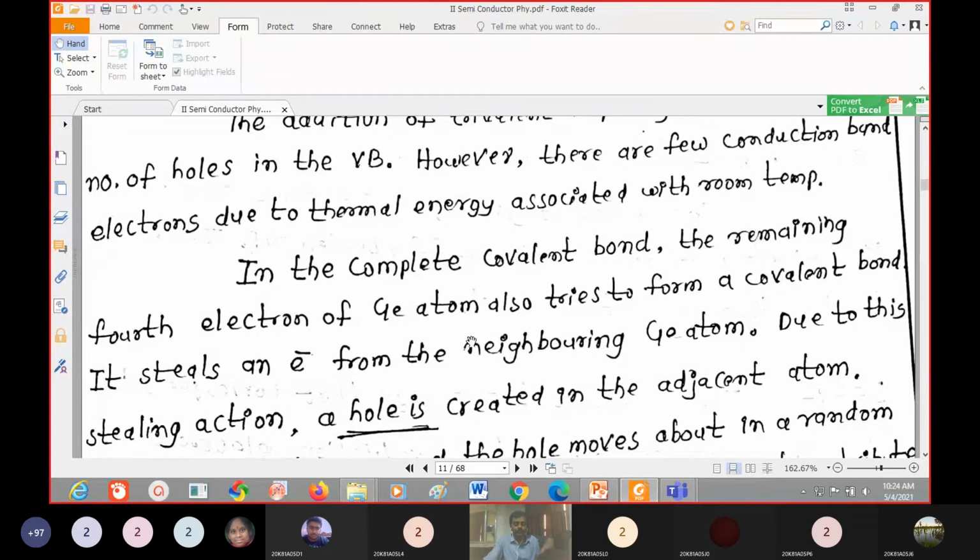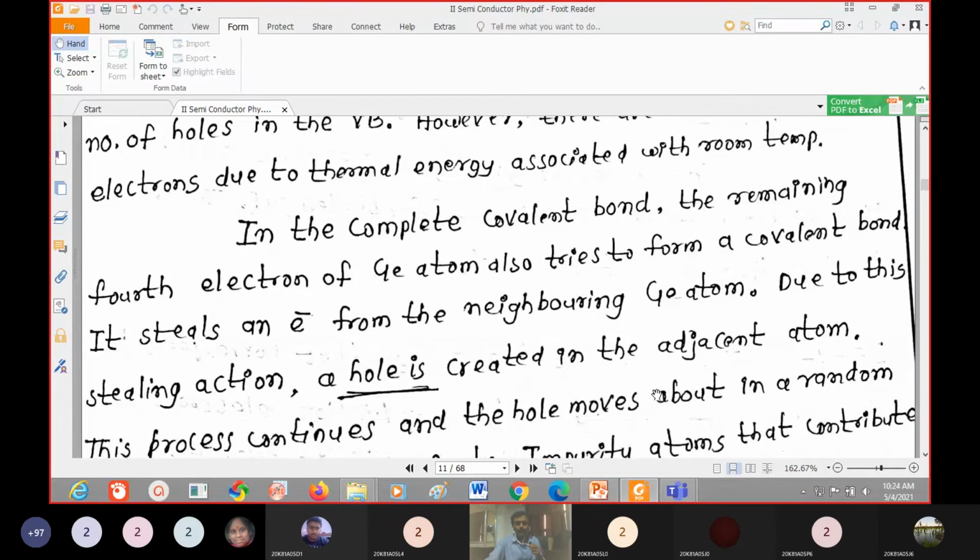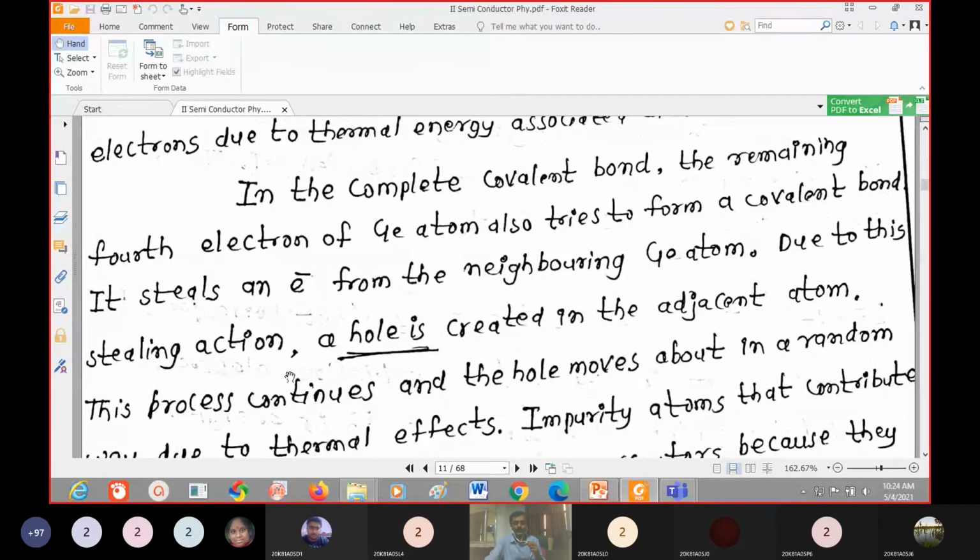If germanium wants to fulfill the covalent bond, it requires some electron. It gets the electron by stealing one from the neighboring germanium atom. Stealing is nothing but forcefully taking an electron from the surrounding atoms. Due to this stealing action, a hole is created in the adjacent atom.